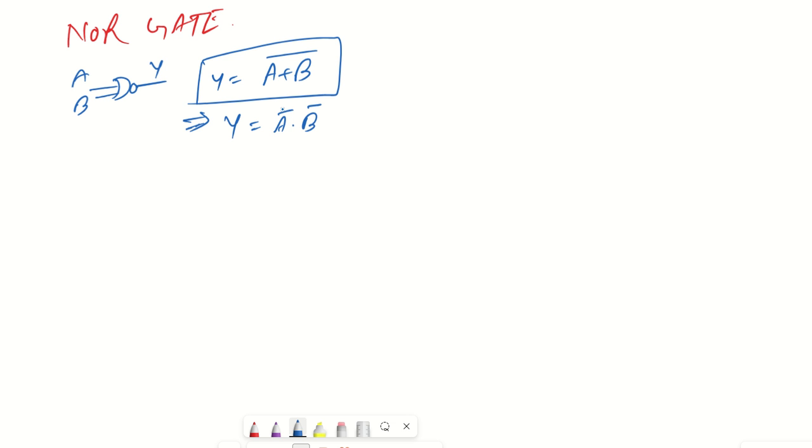Now let us talk about the truth table. Suppose we have A, B and output is Y.